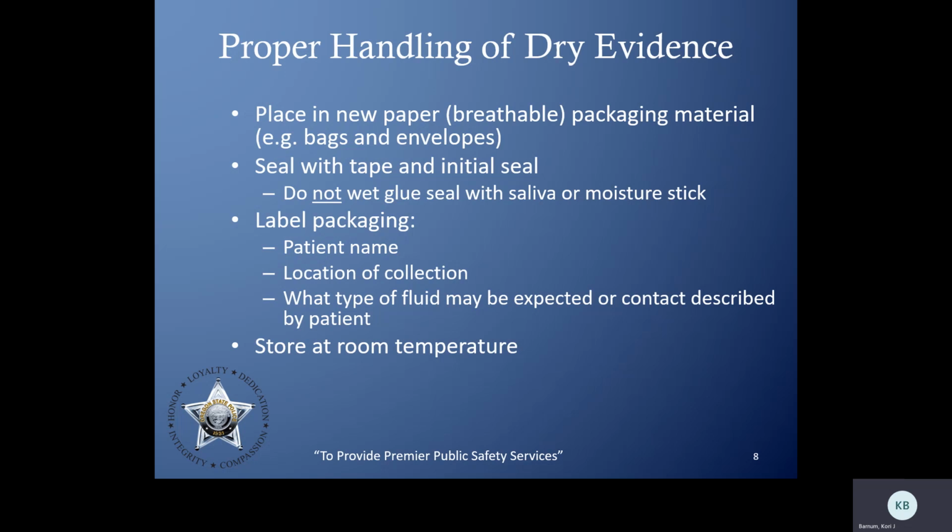Always label packaging with the patient's name, the location of collection. For example, if you've collected swabs, where on the patient's body those swabs were collected from, and what type of fluid may be expected, or the contact described by the patient. If the patient reports that the perpetrator kissed their neck and gave them a hickey, you would label that item with patient's neck, possible saliva, to help give the lab an idea of where that evidence was collected from and why. And dry evidence should be stored at room temperature, both during short term while you are completing the rest of the forensic examination, and also by the law enforcement agency. That's the most stable climate environment for this type of evidence.